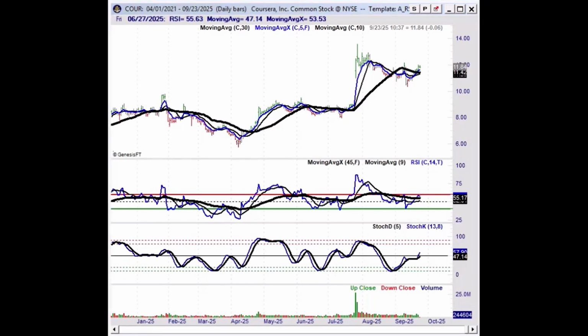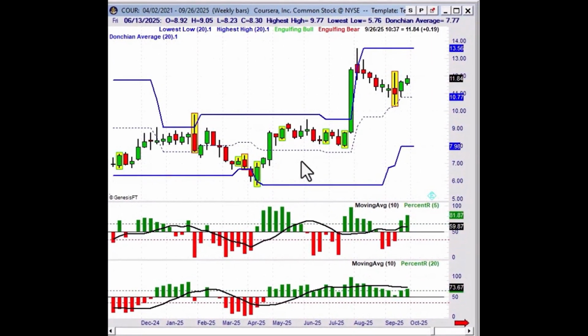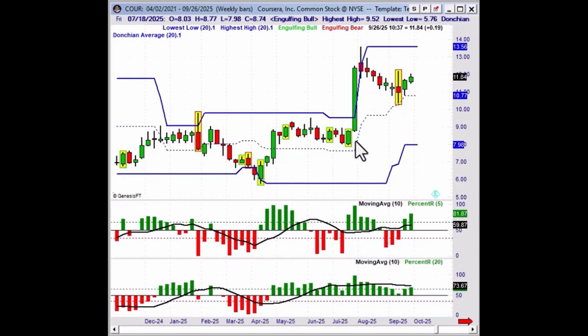And then also, if we take a look at the weekly chart level, you can see that the Donchian average is now acting as support. And what we see in %R, the 5 and the 20, basically says every bout of weakness we've seen in Coursera on a weekly time frame is best viewed as a counter trend move in a larger uptrending market.